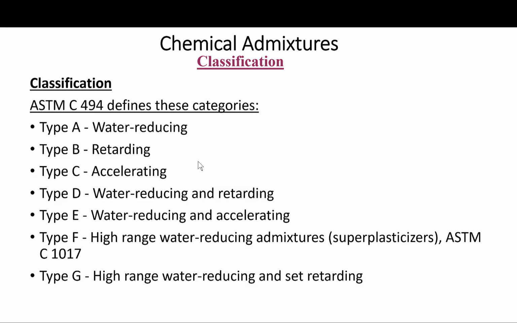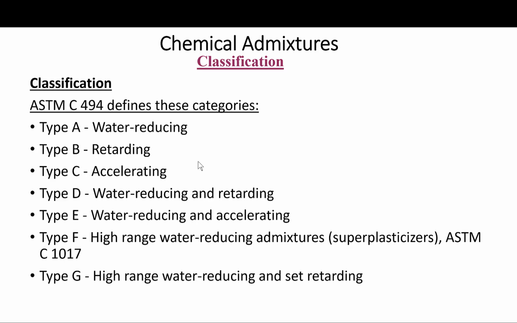Okay, so here I am just listing the ASTM C494 categories and their classifications or their designations. For example, we have the type A, which are water reducing admixtures, type B, retarding admixtures, type C, accelerating admixtures, type D, water reducing and retarding at the same time, type E, water reducing and accelerating at the same time.